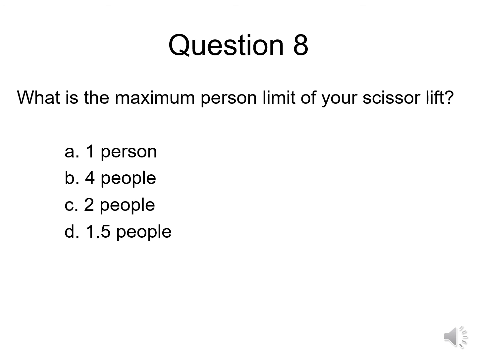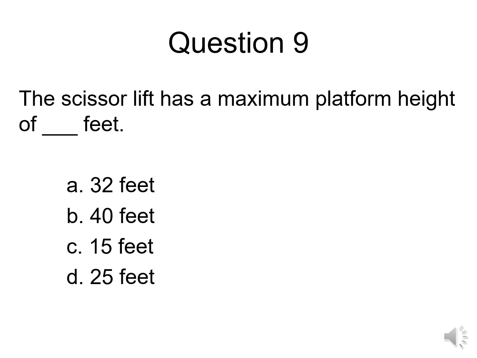Question 8. What is the maximum person limit of the scissor lift you're about to use? A, 1, B, 4, C, 2 people, D, 1.5 people. Question 9. The scissor lift you're about to use has a maximum platform height of blank feet. A, 32, B, 40, C, 15, D, 25.